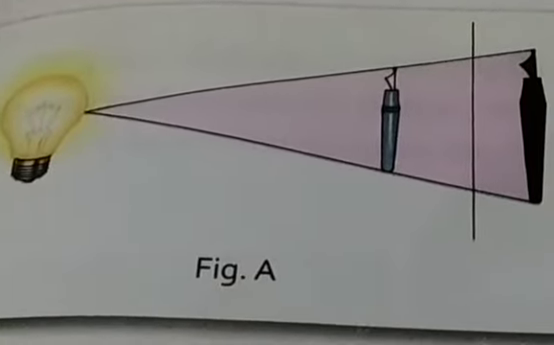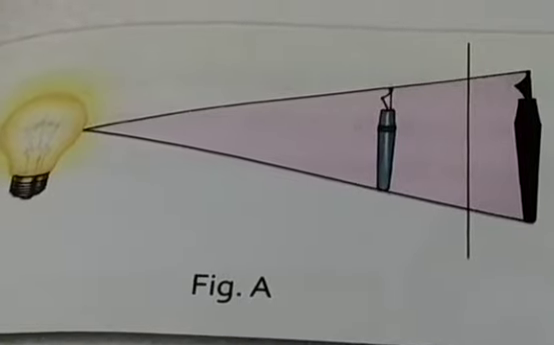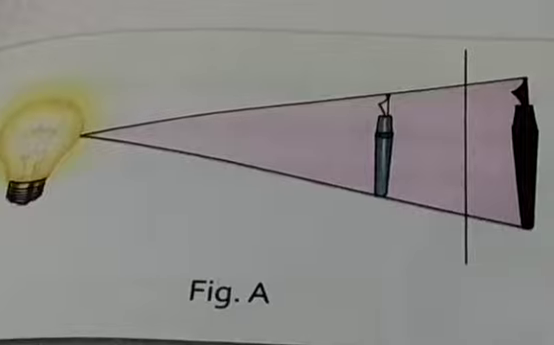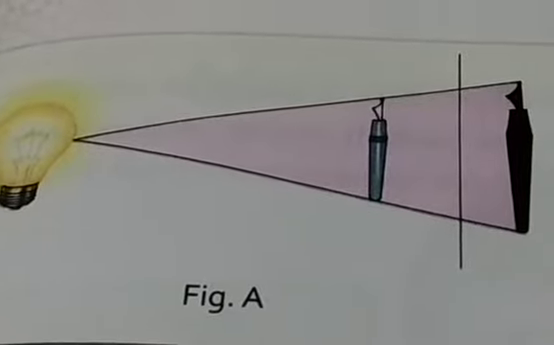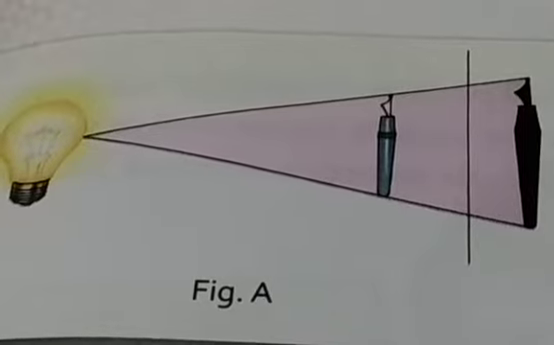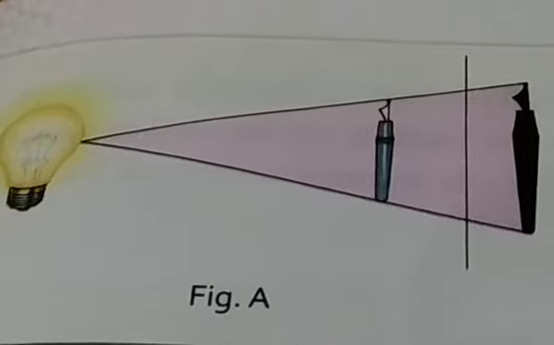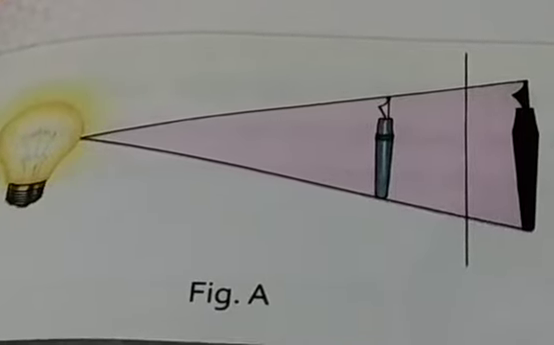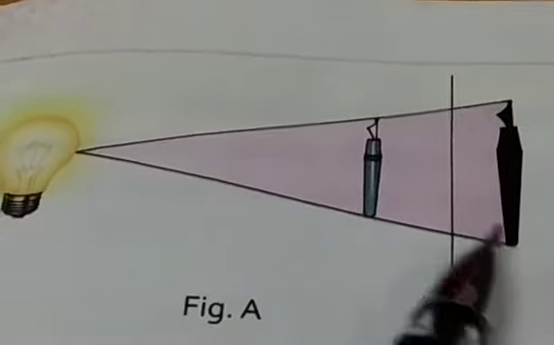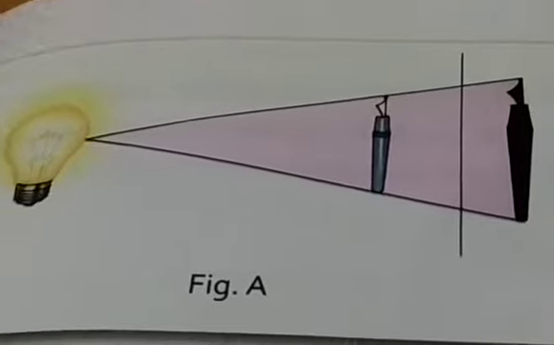Okay, small activity. A source of light you need, that is a torch, a bulb or a candle, and small or opaque objects. An opaque object can be a pen also. Now what to do with this? Place the opaque object between the source of light and a wall. As you can see here, we have kept a pen in between the wall and a bulb.